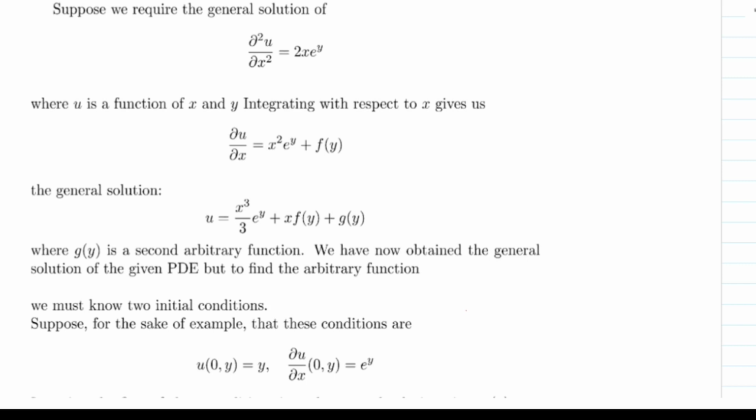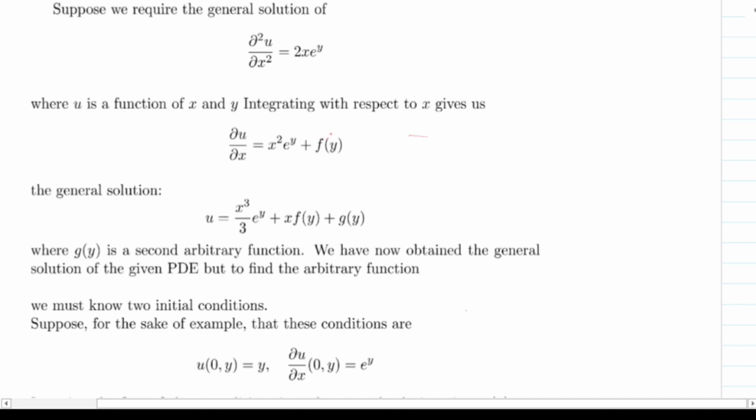By examining this equation, we can clearly say that when you integrate this partial differential equation twice, you will get the solution, that is u. When you integrate the given equation with respect to x, you will get ∂u/∂x = x² e^y plus some constant. We usually put some constant in that case.